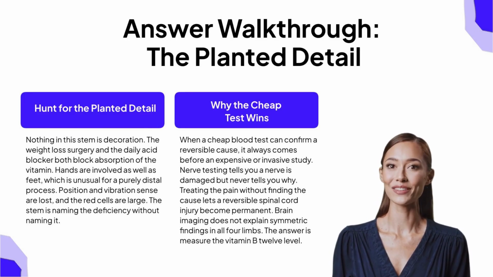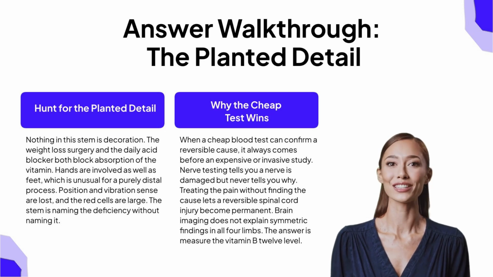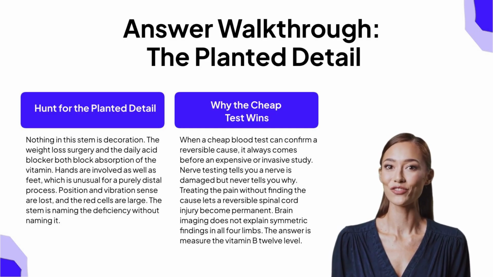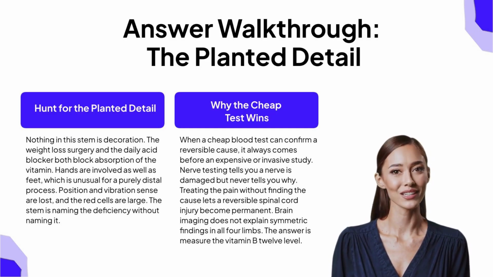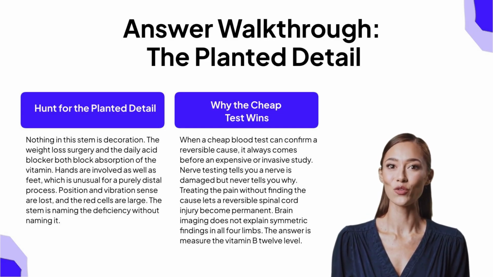Now, why does the cheap test win? When a simple blood test confirms a reversible cause, it comes before anything expensive or invasive. Nerve testing tells you a nerve is damaged, but never why. Treating the pain without finding the cause lets a reversible spinal cord injury become permanent. Brain imaging does not explain symmetric findings in all 4 limbs.